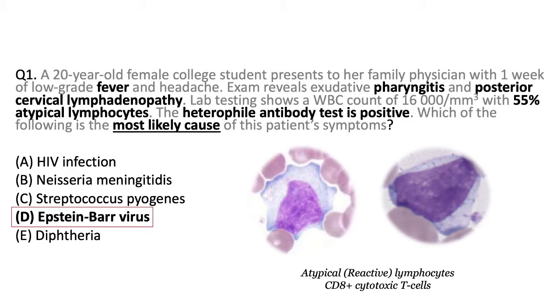Answer: Epstein-Barr Virus. This clinical presentation, highlighted in the question stem, is consistent with mononucleosis caused by EBV. A positive heterophile antibody test, also known as a monospot test, solidifies the diagnosis. Note the presence of posterior cervical adenopathy as well as the presence of atypical lymphocytes. You will recall that atypical or reactive lymphocytes are CD8 positive cytotoxic T lymphocytes.